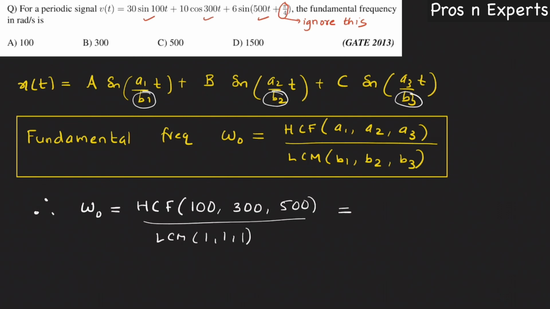So what is the HCF of 100, 300, 500? The highest common factor of 100, 300 and 500 is 100. Okay, 100 divided by 1 is 100 radians per second. So the correct answer turns out to be option A.